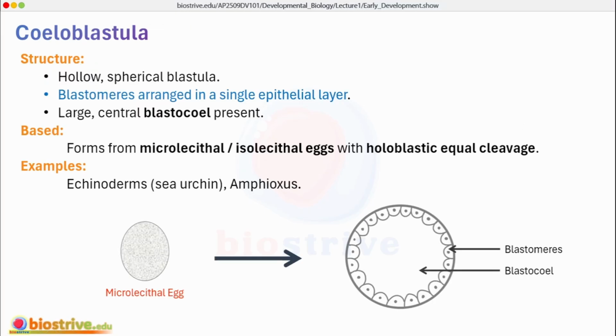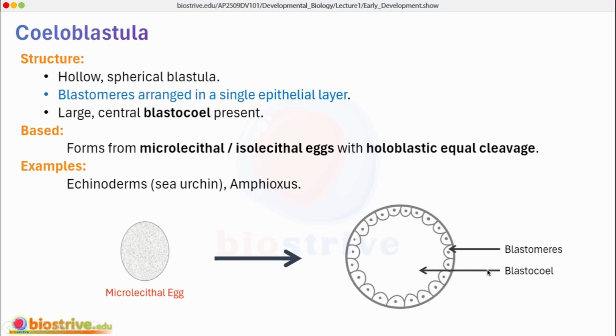Coeloblastula, and this coeloblastula is formed from microlecithal eggs or isolecithal eggs. These are eggs where the yolk amount is very small and the yolk is uniformly distributed. The cleavage type is holoblastic cleavage, which is specifically holoblastic equal cleavage. To know more about these terms, please watch the cleavage video. The examples are echinoderms, in which we study the sea urchin, and amphioxus.